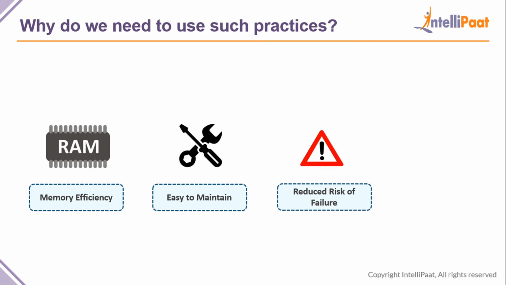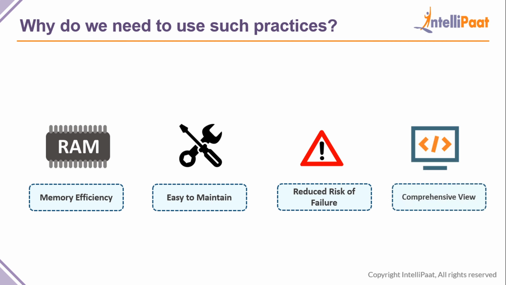Reduced risk of failure. If you've been programming, you know that even if one thing goes wrong in an entire program, it could break the entire build. That costs a lot of time, effort, and money to fix. So it's better to implement good coding practices to reduce the risk of failure and all of those costs. And lastly, comprehensive view, which is also an additional point over code readability. When you look at the program, you also understand the bigger picture of how it operates. You don't have to look at every module and every code snippet to understand what a program does. You just look at the code and understand what all of it does.